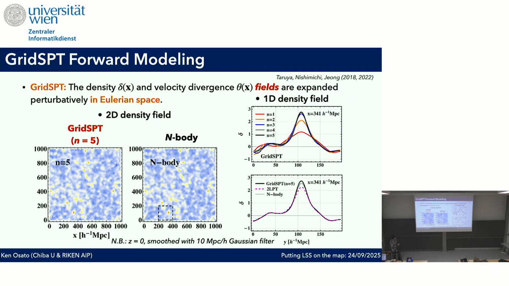So if you add more nonlinear contributions, n equal 1 to 5, that gives you a better match with the n-body simulation result, and also a better match compared with the 2-loop SPT. So that is how the GridSPT works for the modeling.